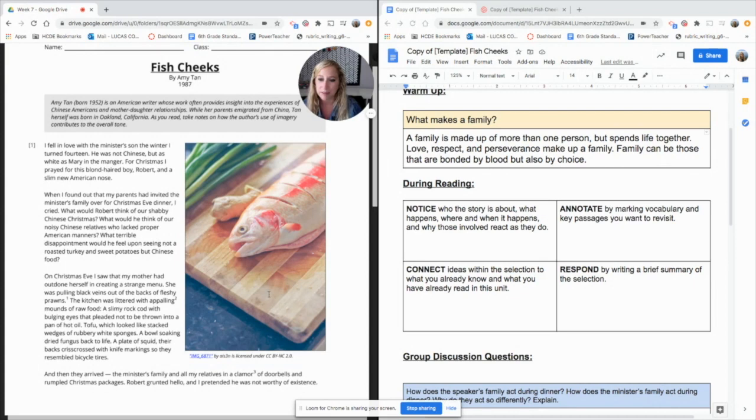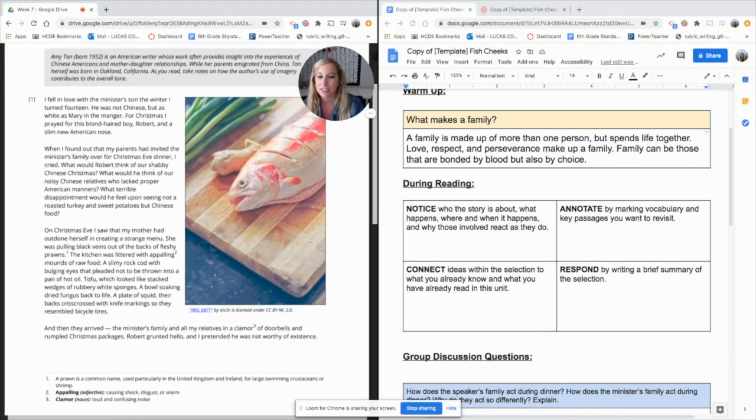On Christmas Eve, I saw that my mother had outdone herself in creating a strange menu. She was pulling black veins out of the backs of fleshy prawns. The kitchen was littered with appalling mounds of raw food, a slimy rock cod with bulging eyes that pleaded not to be thrown into a pan of hot oil, tofu which looked like stacked wedges of rubbery white sponges, a bowl soaking dried fungus back to life, a plate of squid, their backs crisscrossed with knife markings so they resembled bicycle tires. And then they arrived, the minister's family and all my relatives in a clamor of doorbells and rumpled Christmas packages. Robert grunted hello, and I pretended he was not worthy of my existence.